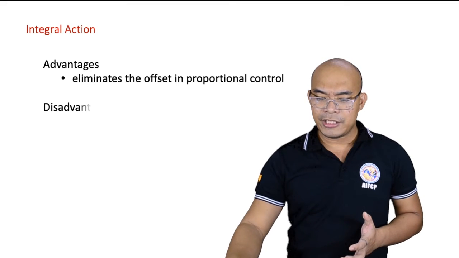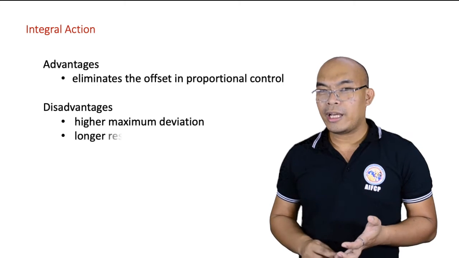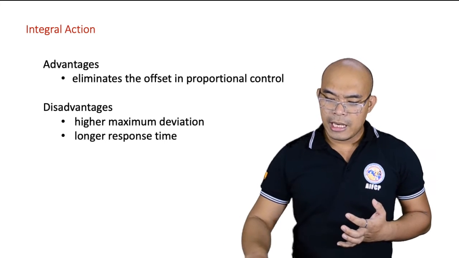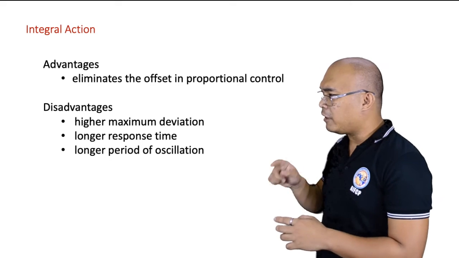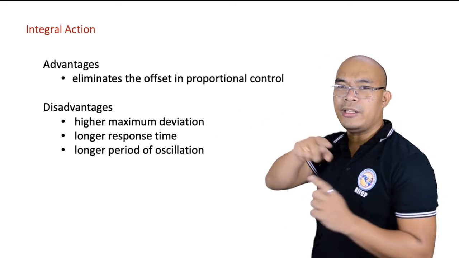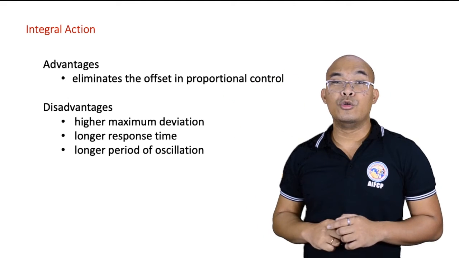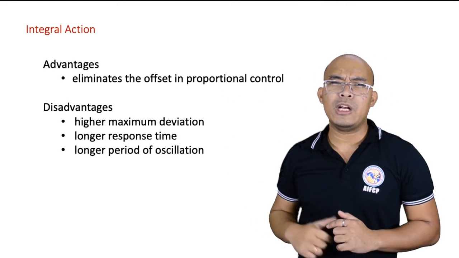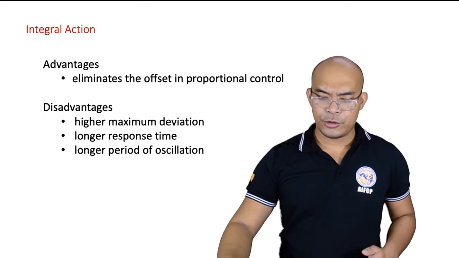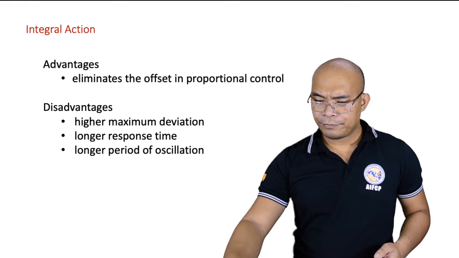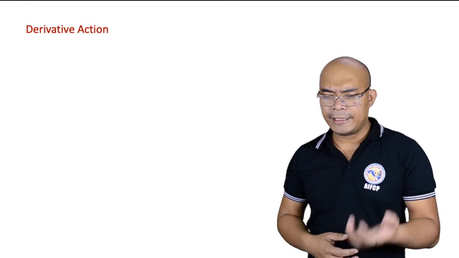And then yung disadvantage niya ngayon: a higher maximum deviation, the longer response time, so mas matagal daw, and then the longer period of oscillation. Yung oscillation niya is from the transient response, example, tataas na siya, and then yan, yung parang ripple siya dun sa power supply natin. But we will take a look at that dun sa simulator natin later on or in the next lecture. Okay?